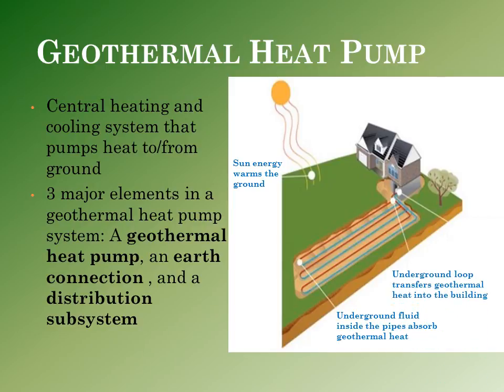The heat is extracted from the water in the earth connection by the geothermal heat pump, and then the heat is distributed through a system of air ducts. Cooler air from the building is then returned to the geothermal heat pump, where it cools the water flowing to the earth connection. The water is warmed again as it flows through the earth connection. For cooling the building, the process is just reversed.